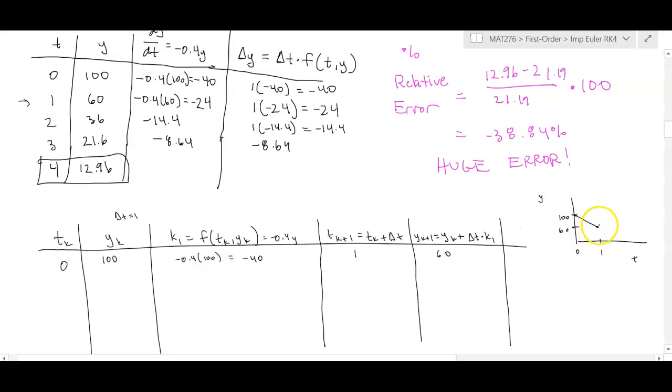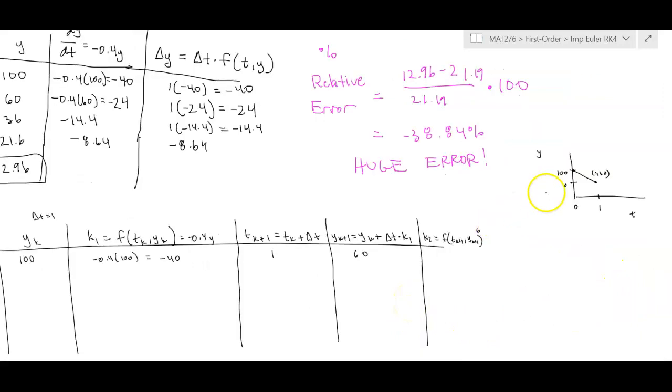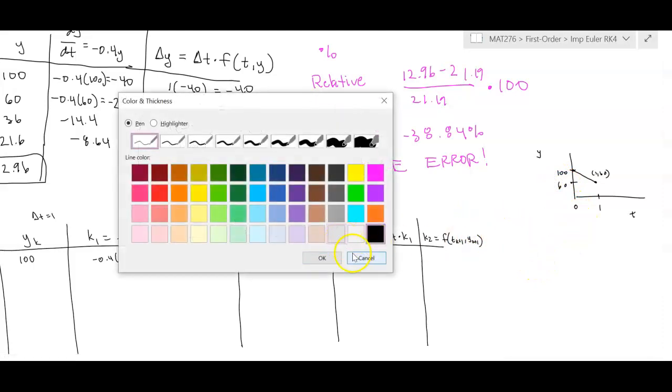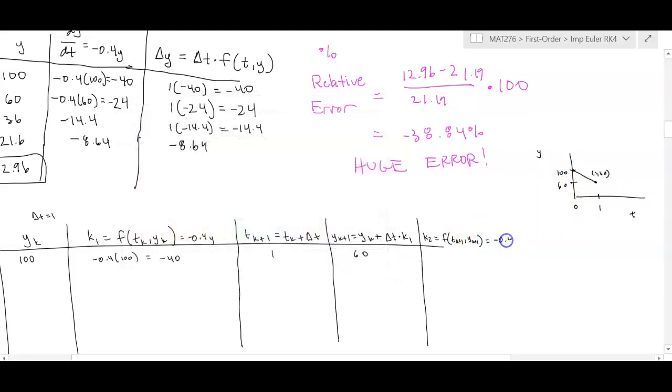But we're not going to do that. What we're going to do now is we know we're at the point (1, 60), and we're going to compute the slope at that point. That's going to be what is called k2. k2 is going to be the slope, our differential equation, evaluated at t_k+1, y_k+1. And that, once again, is just going to be our differential equation, which is negative 0.4 times y. I should probably call this y_k+1, and this is y_k over here.